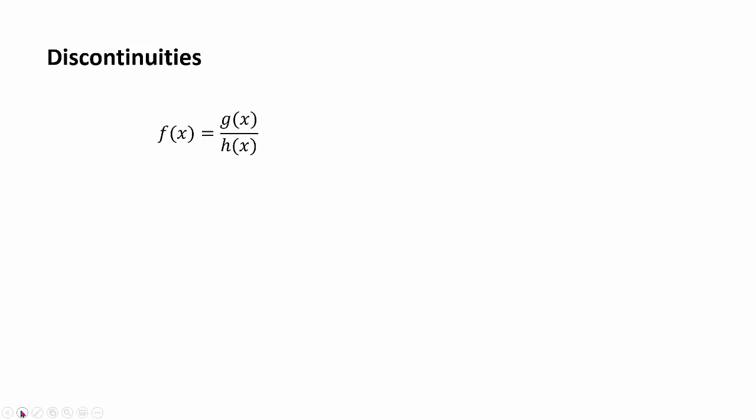So here we have a rational function f of x, and it's a rational function because we have a polynomial in the numerator and the denominator, right? So I've written that down as a reminder that g of x and h of x are polynomial functions. It's just that one is in the numerator and one is in the denominator.